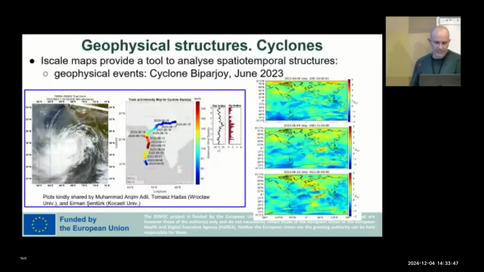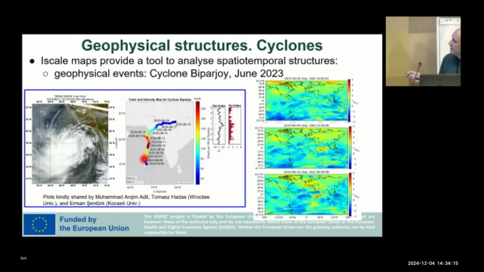And finally, using the I-scale maps, it turns out we learned recently, a few weeks ago, from three colleagues, Mohammad Arjim, Thomas Haddad, and Herman Centur, sorry for the pronunciation, that they spotted in these I-scale maps the effects of a cyclone. This is the image of the cyclone. These three images were kindly provided by them.